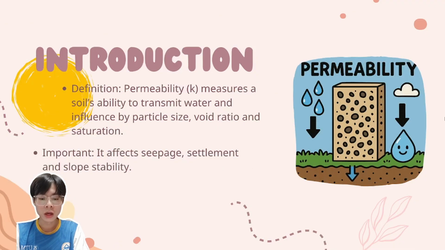First, definition. Permeability measures a soil's ability to transmit water. It is influenced by particle size, void ratio, and saturation. Second, importance. It affects seepage, sediments, and slope stability. Poor drainage can cause waterlogging, while high permeability may lead to erosion.